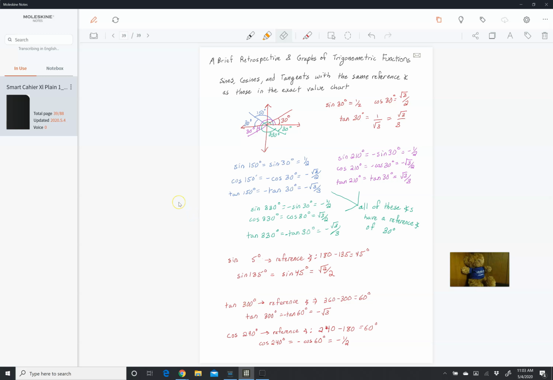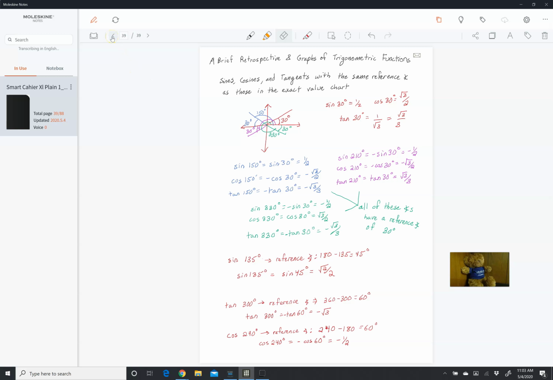For 60 degrees, sorry about that. For 60 degrees, the angle in quadrant 2 that has a reference angle of 60 is 120 degrees. In quadrant 3, it's 240 degrees. And in quadrant 4, it's 300 degrees. Okay, so we can find the sine, the cosine, and the tangent for all of those. And then for 30 degrees, you see it's 150, 210, and 330.